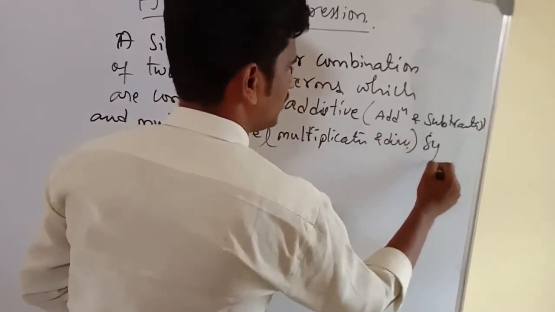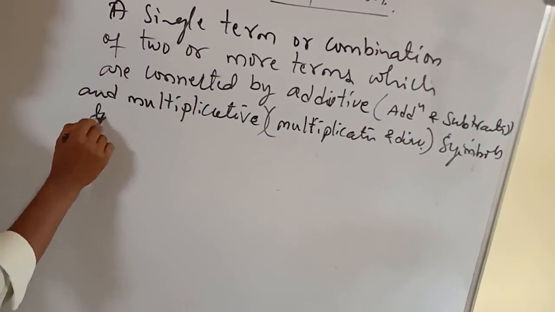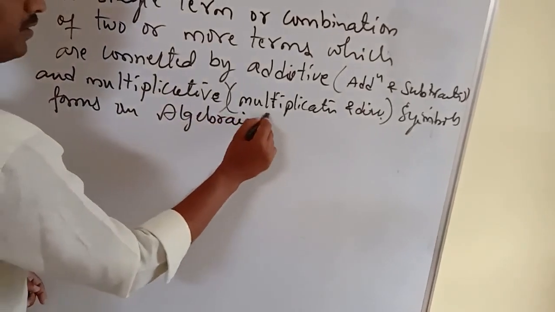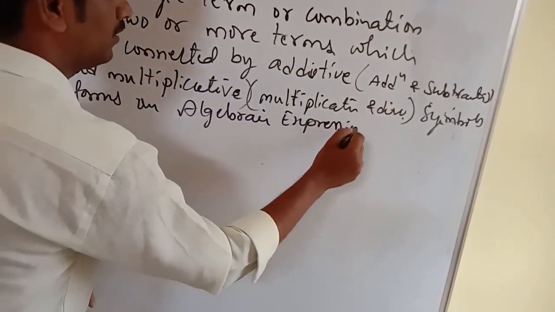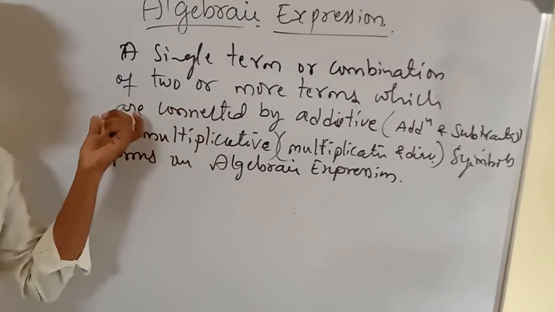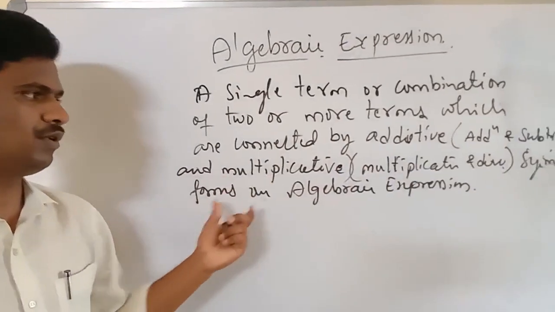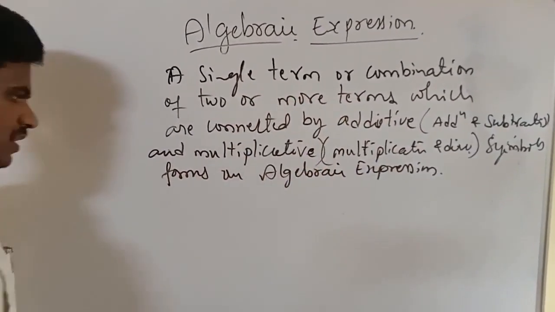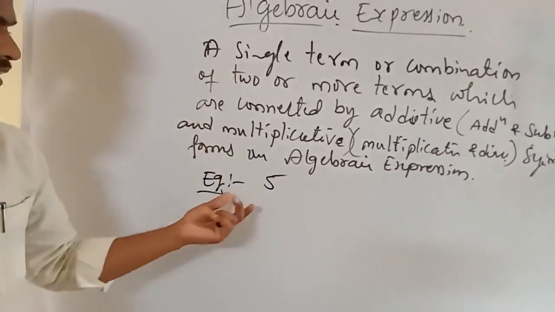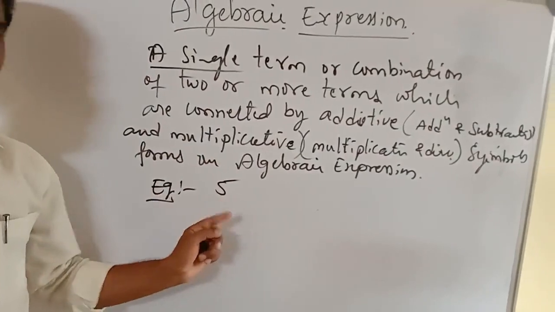Then the symbols form an algebraic expression. Okay. See, it is nothing but a single term or combination of two or more terms which are connected by an additive or multiplicative symbol forms an algebraic expression. See, for example, you can say 5 is also a term. We know that. Is it correct? So a single term. So we may call this is also an algebraic expression.